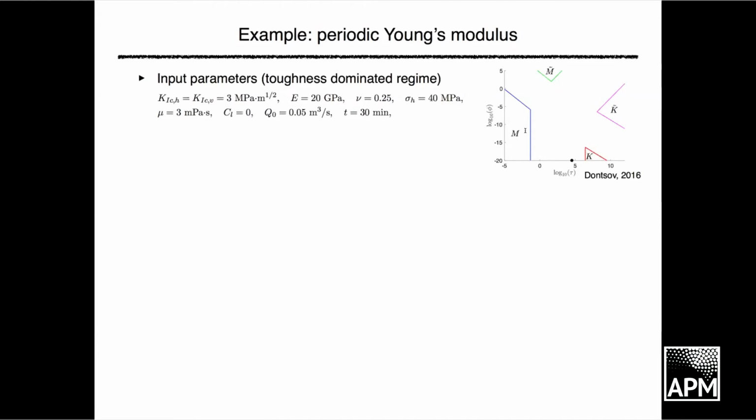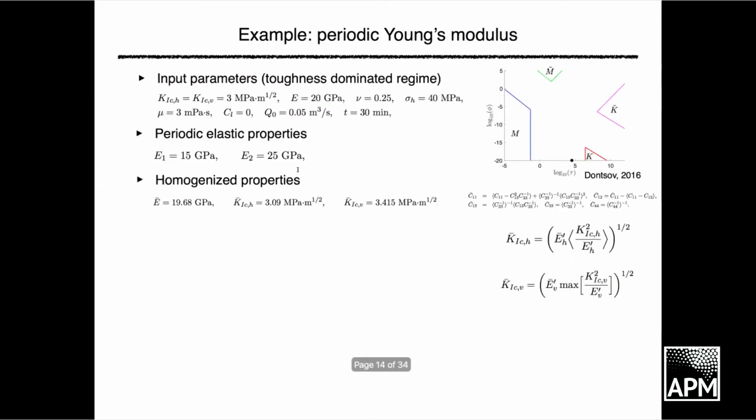This is again toughness, this is viscosity dominated. And we want to be in toughness dominated because we change toughness, right? We want the solution to be sensitive to toughness. And then we alter the Young's modulus, okay? So instead of considering homogeneous material, we say we have all properties the same except the Young's modulus. So it changes from 15 to 25 GPa.